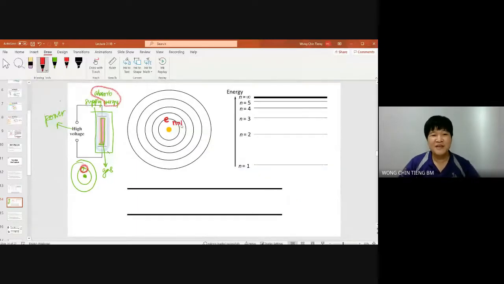Okay, so you have your n equals to 1, electron. This electron right now absorbs the energy. So what happened when energy is absorbed? We talked about it just now. Dia akan bergerak naik atas. So nak bergerak ke mana? Tingkat berapa? Pilih. Nak naik banyak ke nak naik sikit?